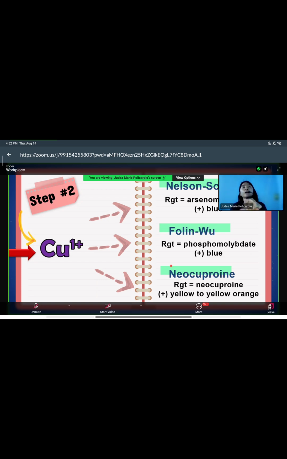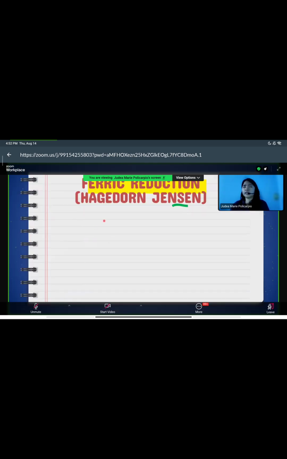Okay? Now, si copper reduction is somehow similar to the ferric reduction. Okay? So, ferric reduction. Nandiyan ba yung lumang pangalan ni ferric reduction? Ferric reduction is otherwise known as the Hagedorn-Jensen reaction. Hagedorn-Jensen, bahala na kayo kung paano siya ipopronounce. The old name for the ferric reduction. And actually, concept-wise, kamukha lang nito si copper reduction. Yun nga lang, instead of using copper, we will now be using iron.